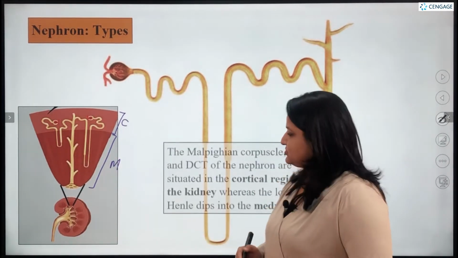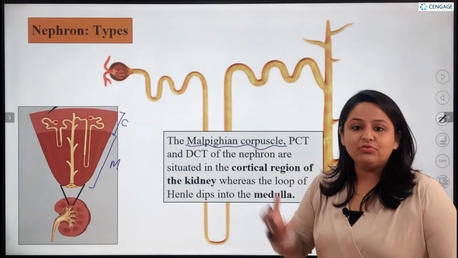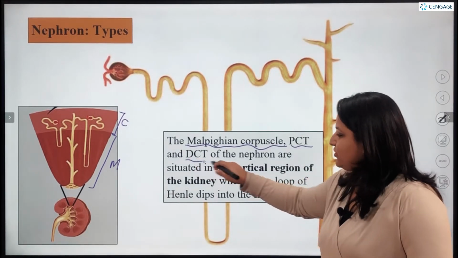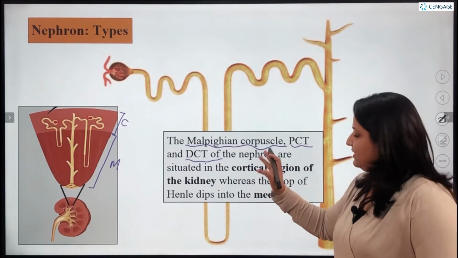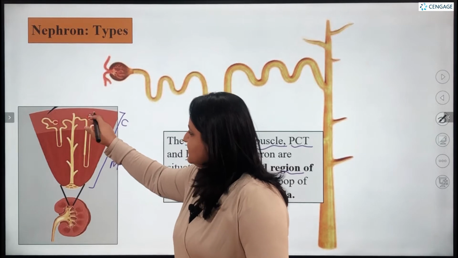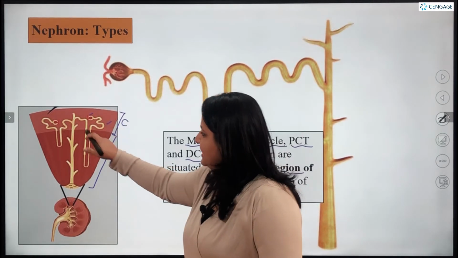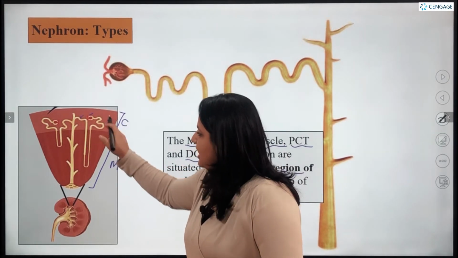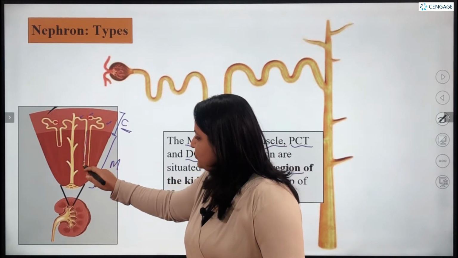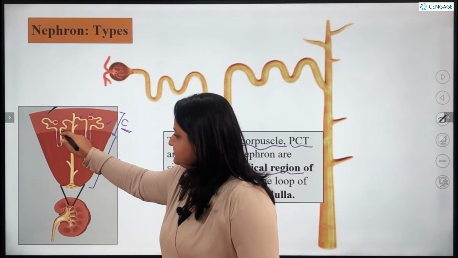So we have seen in the structure and we know that the Malpighian corpuscle, that is the glomerular network as well as the Bowman's capsule, then the PCT and DCT of the nephron, they are situated in the cortical region of the kidney. We can see over here. So this portion, the Bowman's capsule, the glomerular network, the PCT and the DCT of a nephron are present in the cortical portion. Whereas the loop of Henle, you can see over here, is the one which dips into the medullary region.